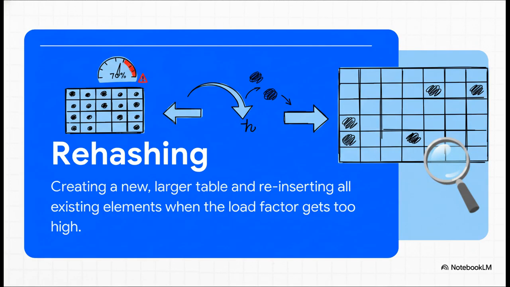To prevent this performance meltdown, hash tables have a built-in safety net called rehashing. As soon as the load factor hits a certain limit, usually around 70%, the system automatically says, "Whoa, we're getting too crowded." It then builds a brand new, much bigger table and carefully moves every single item from the old table into the new one. It's like moving into a bigger house when your family grows, and it's what keeps performance lightning fast.